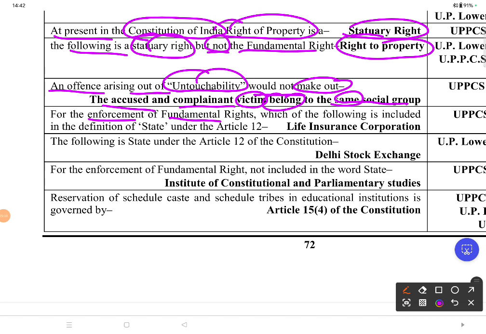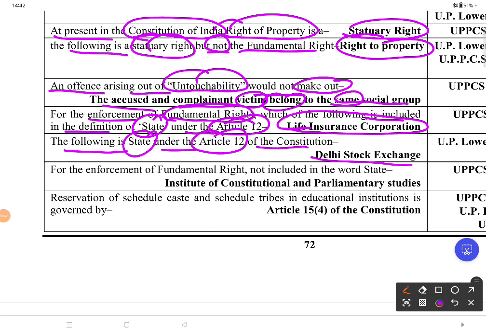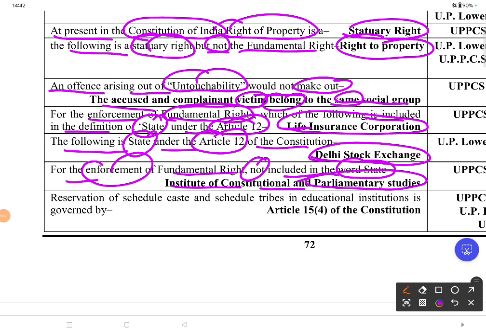For the enforcement of fundamental rights, which of the following is included in the definition of state under Article 12, that is life insurance corporations? The following is state under Article 12 of the Constitution, that is Delhi Stock Exchange. For the enforcement of fundamental right not included in the word state, institutes of constitutional and parliamentary studies. The reservation of scheduled caste and scheduled tribes in educational institutions is governed by Article 15(4) of the Constitution.